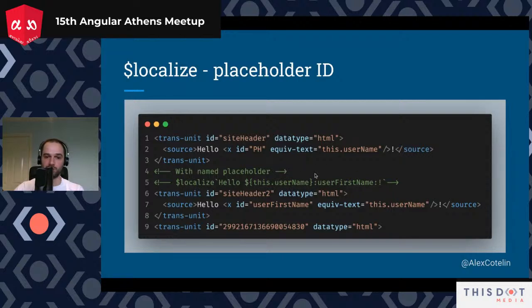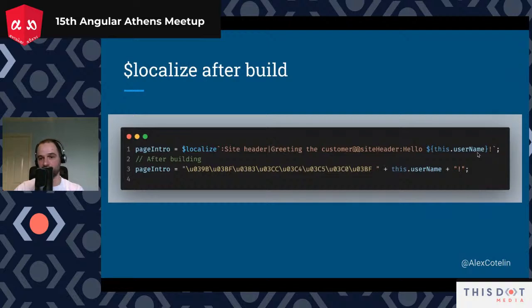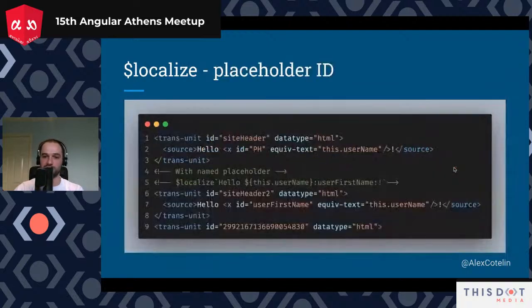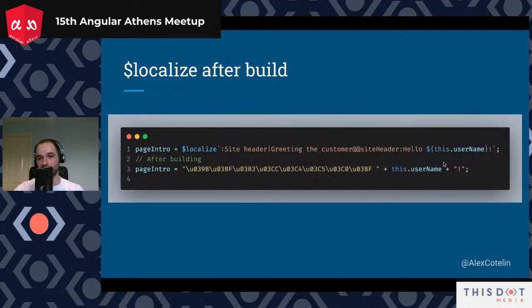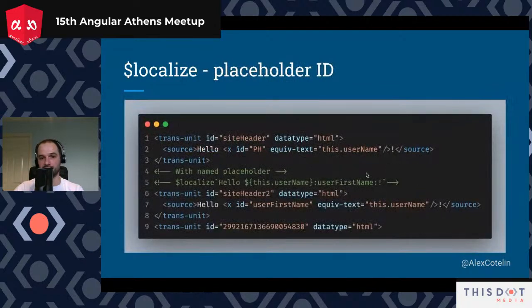So when we have, for example, this username, we can also specify an ID for this placeholder. By default, it generates this PH for the placeholder. But we can also have a colon, here the user first name, for example, and that gives it another ID in the source instead of PH, to make it more obvious.